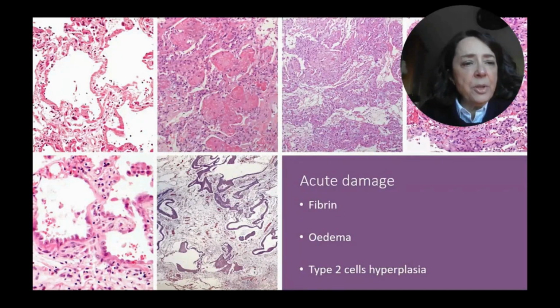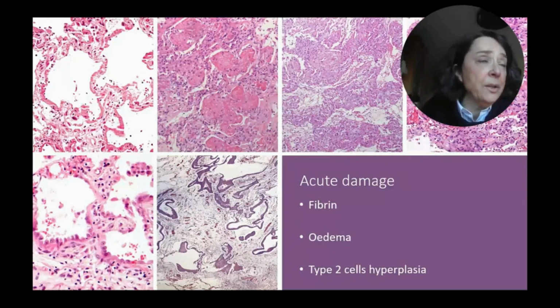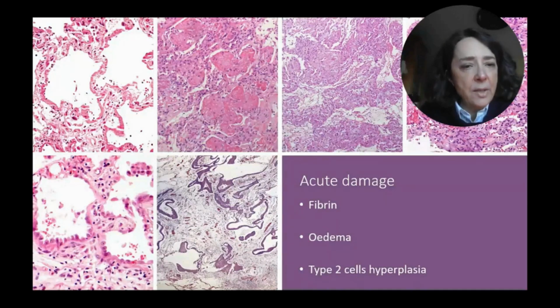In acute damage, the most important thing you're going to see is fibrin. This fibrin can be lying in the alveolar spaces, which is hyaline membranes. Every time you think of that, you think DAD, which is true. Or you have the fibrin inside the alveolar spaces. This is a new entity, but it's the same. It's like an acute lung injury, and it's called AFOP, acute fibrinous and organizing pneumonia. But anyway, this is an acute lung injury.